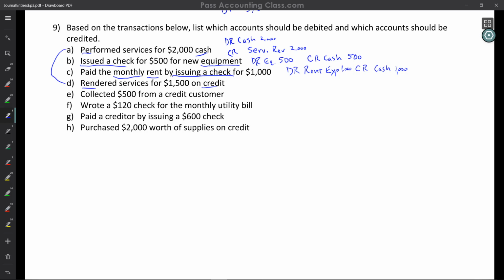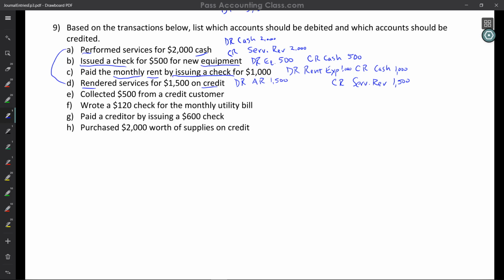So I know that I've got a credit for service revenue, and that's going to be for $1,500. Service revenue, that's a revenue account. We increase the balance of a revenue account by crediting it. We have a higher balance now than we did before, so that's why we're going to credit it. When we render the service on credit, that means that the customer now owes us the money. So we're going to use an account called accounts receivable. So we are going to debit accounts receivable. Accounts receivable is an asset account. We increase the balance of an asset account by debiting it. So that's $1,500.